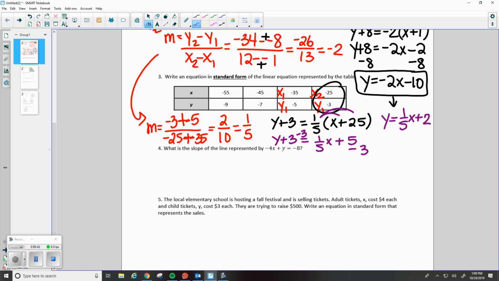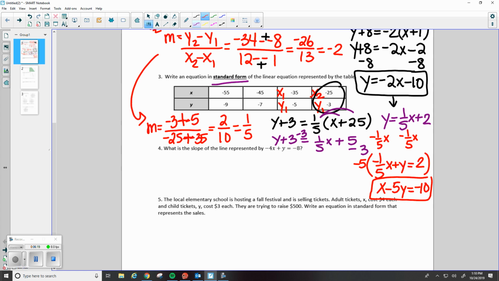Now that's your slope-intercept form, but this one asks for standard form. Standard form is ax plus by equals c. So in order to figure that out, I'm going to need to move the x over. So I'm going to subtract 1/5 x on both sides. So this turns into negative 1/5 x plus y is equal to 2. And we want to get rid of the denominator as well as that negative number. So I'm going to multiply by negative 5. So this gives me x minus 5y equals negative 10.